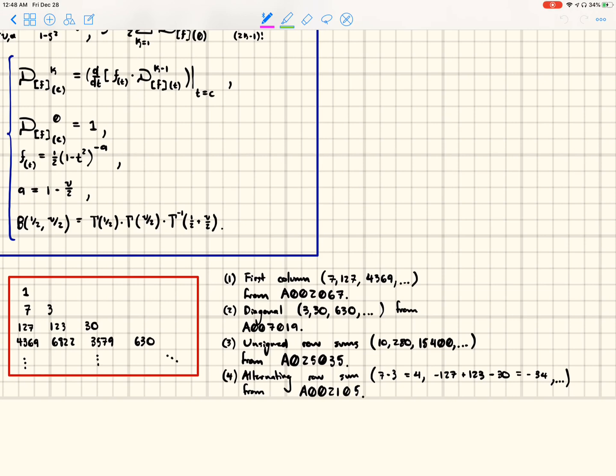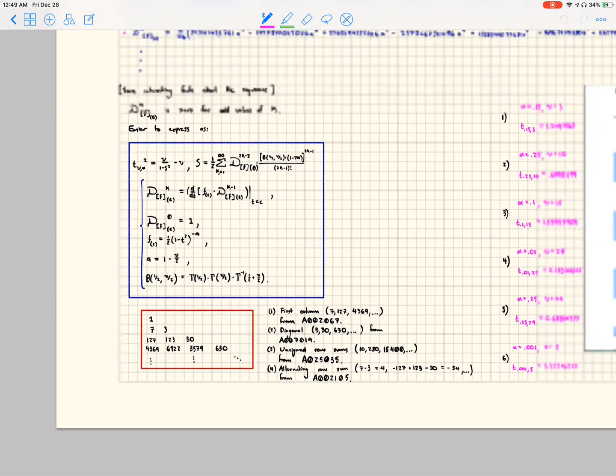And more interestingly, to actually take the row sums, the unsigned row sums, that would be 7 plus 3 equals 10, 127 plus 123 plus 30 equals 280, etc. That sequence comes from A025035, and then interestingly, the alternating row sum, that's 7 minus 3 equals 4, negative 127 plus 123 minus 30 equals negative 34, etc. That comes from the sequence A002105.